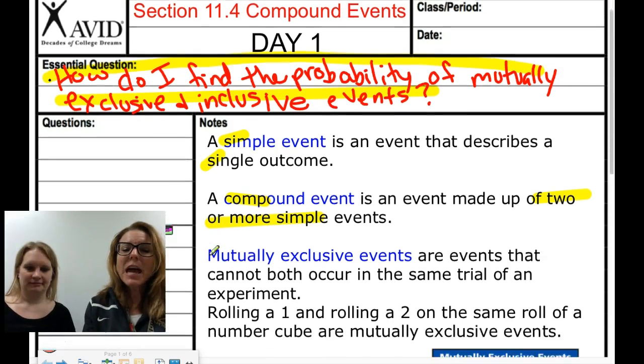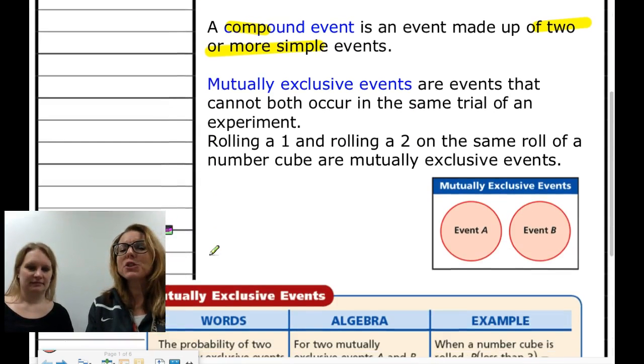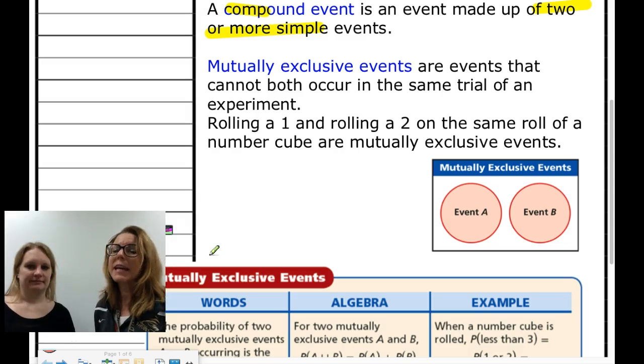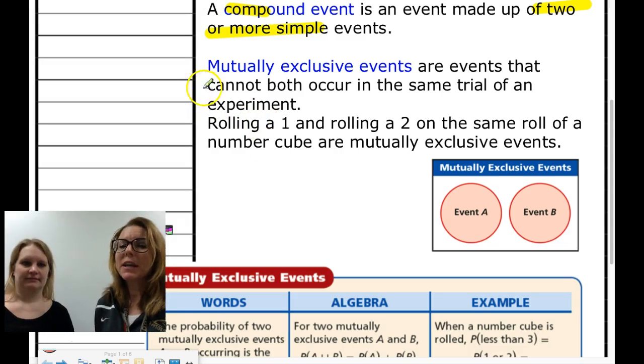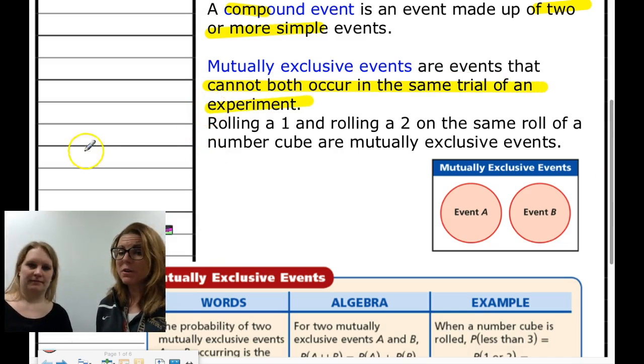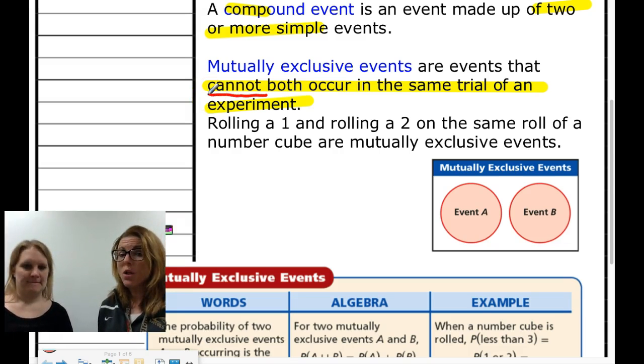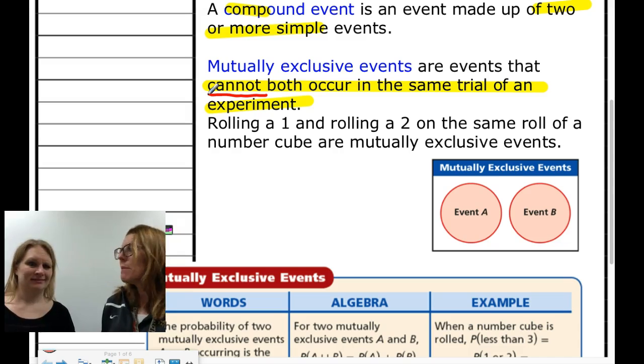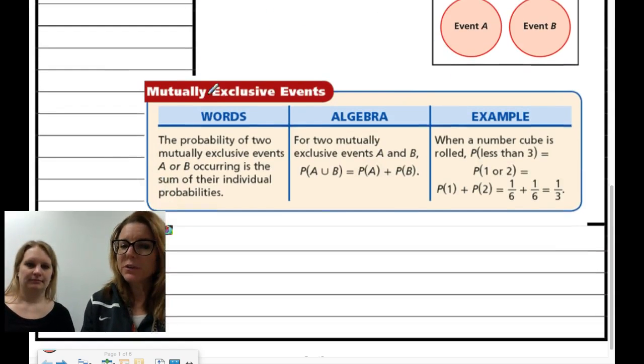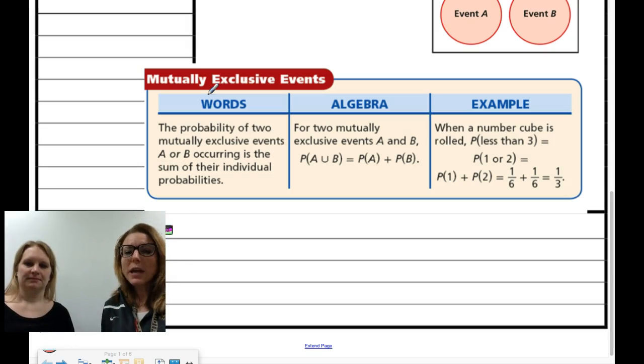Great. So now, mutually exclusive events are events that cannot both occur in the same trial of an experiment. Cannot. So for example, rolling a 1 and rolling a 2 on the same roll of a number cube, that could never happen. It is not possible. That is mutually exclusive. I can't roll a 1 and a 2 at the same time.